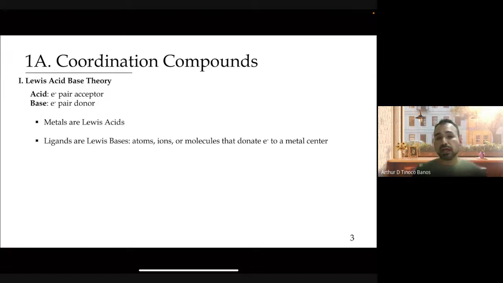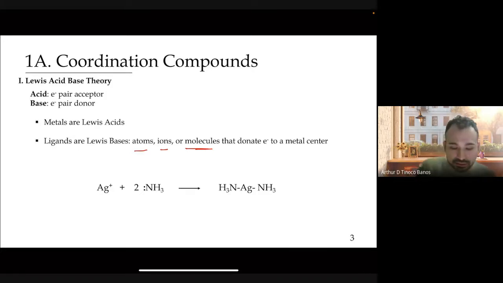So in terms of classifying ligands, they can be atoms, ions, or molecules. Okay, so that means they can be neutral or charged. And so they're donating their electrons to the metal center. Here we're looking at a very simple metal compound, one that's being formed between silver with a charge of +1, or oxidation state of 1, interacting with two molecules of ammonia.